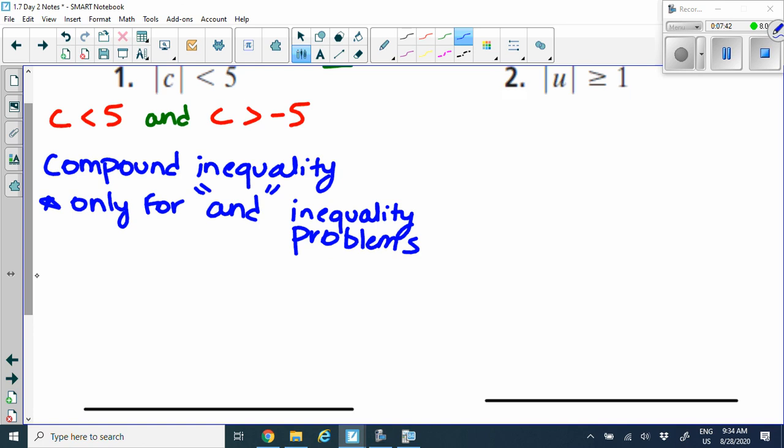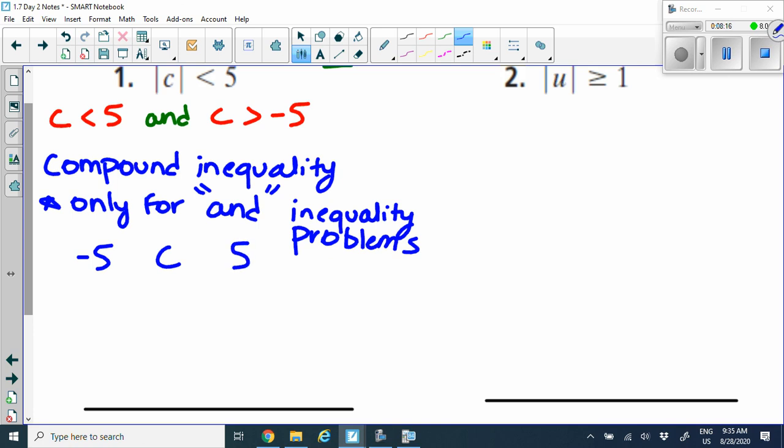How we're going to write this as a compound inequality is that we're going to have C in the middle. C is going to be in between the two numbers, -5 and 5. Anytime we write something, we like to go from the smallest to the greatest. If we look at the two numbers, 5 and -5, which one is the smallest? It's -5, so I'm going to put that on the left-hand side of my C. Which one's the biggest? That's going to be 5.